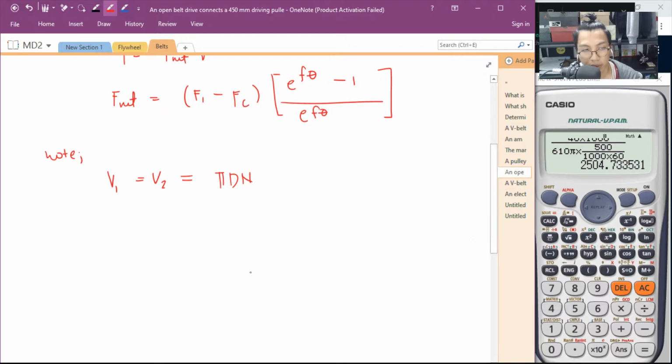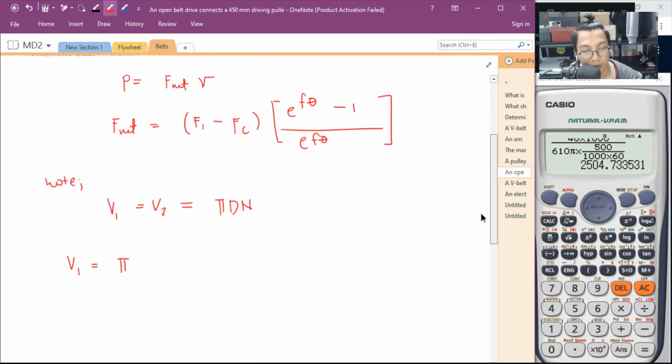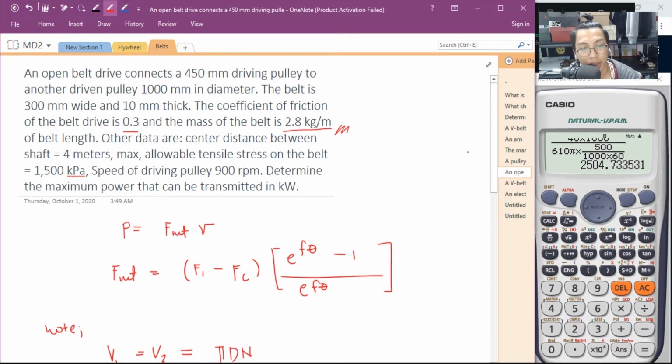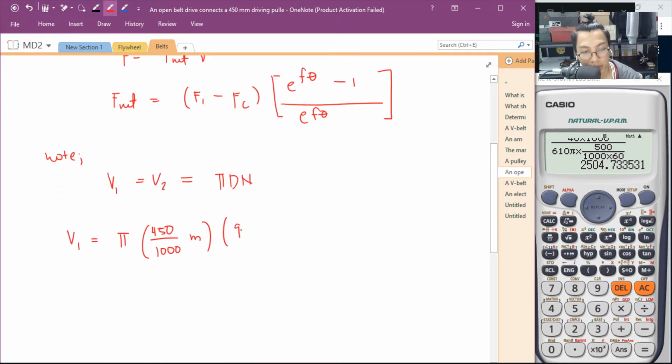So, V1 is equal to pi, ano yung diameter of the first pulley? That is 450 millimeter. Dapat naka-meter yan. Meter per second. So, that is 450, you divide it by 1,000 to make it in meters. And then, yung speed ng pulley na yun, that is, 900. The driving pulley is 900 RPM, revolutions per minute. Kaya lang, naka-seconds dapat to. So, you have 1 minute in every 60 seconds.